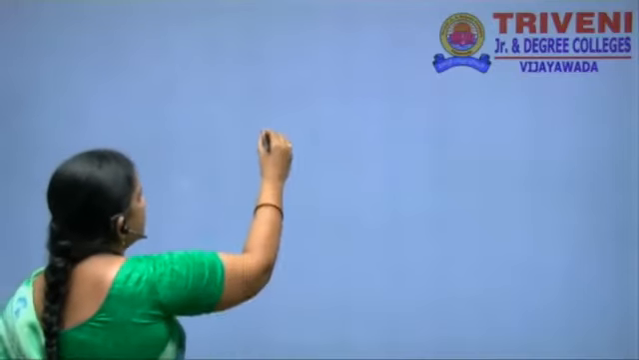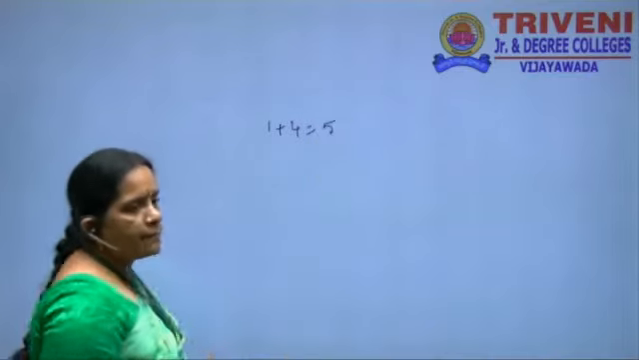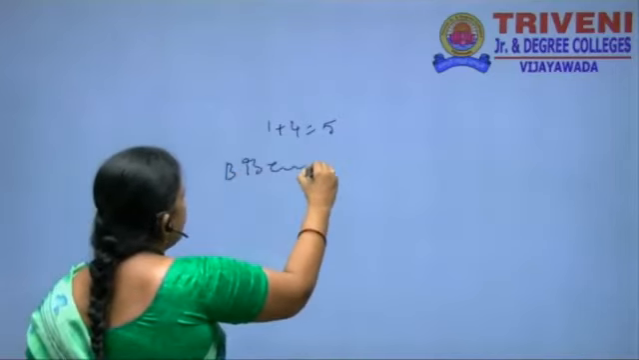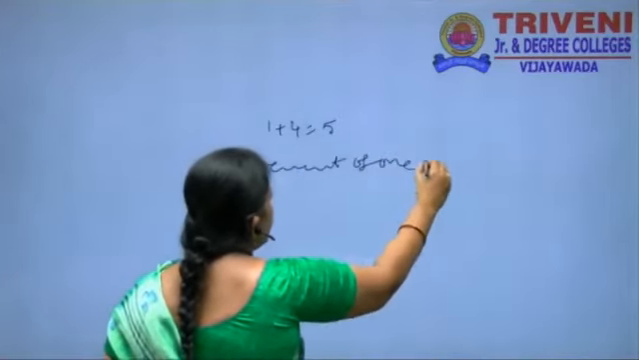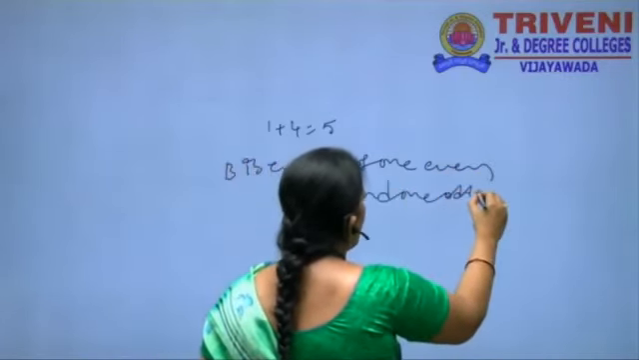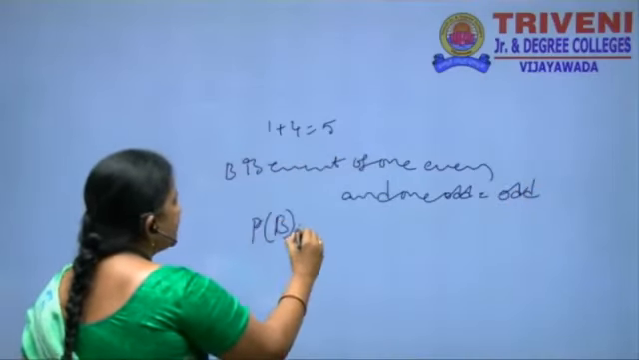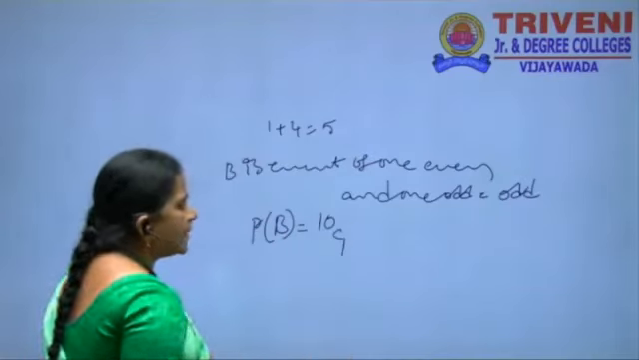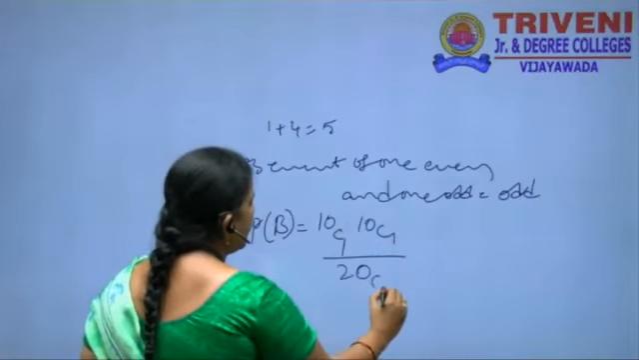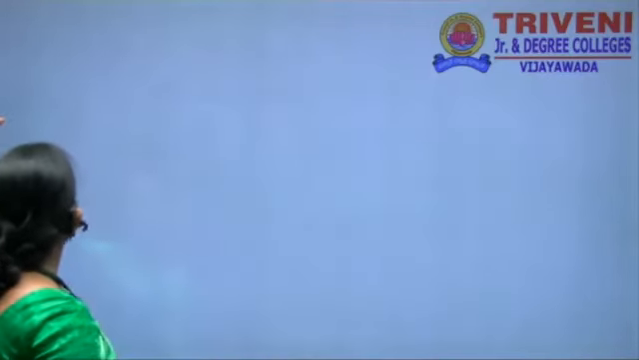Next, for an odd number, we have to select one even and one odd, and we get an odd number. Let B be the event of getting one even and one odd, which gives an odd sum. So P(B) is one number from the odd numbers and one number from the even numbers, divided by the total 20C2. Then we go to the next problem.